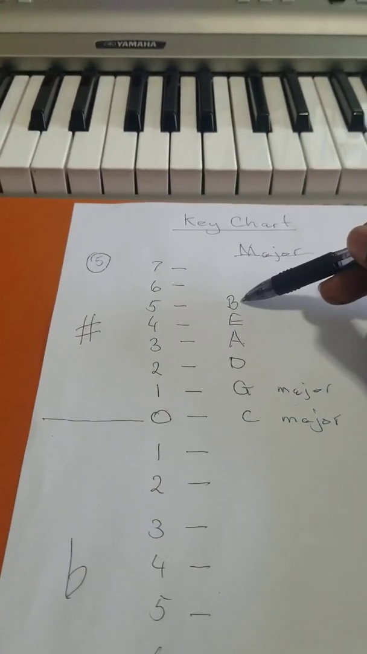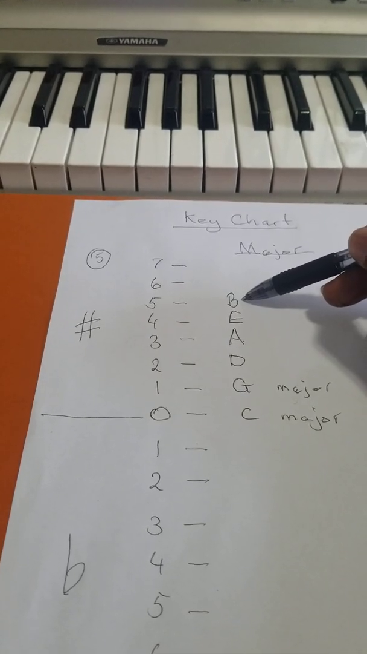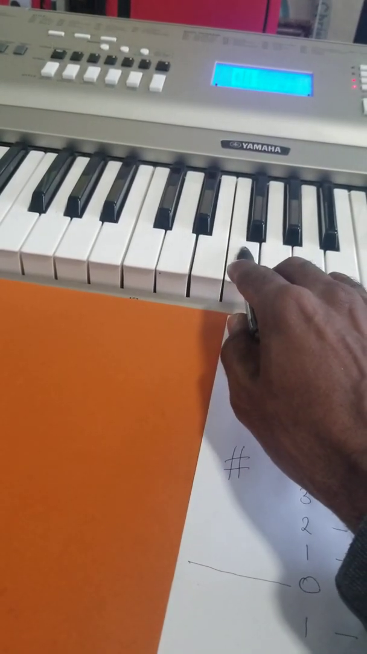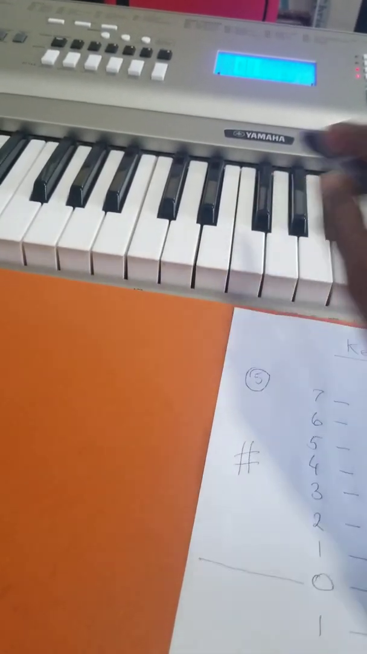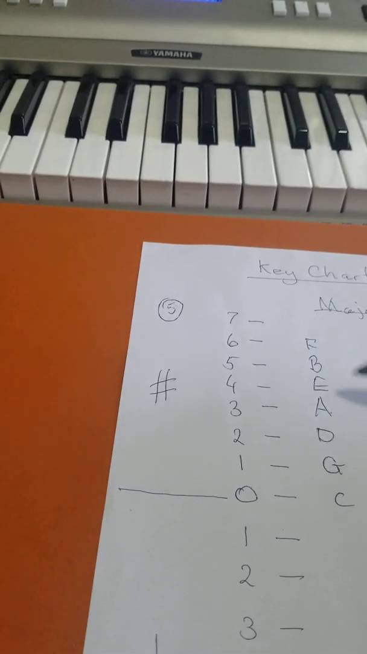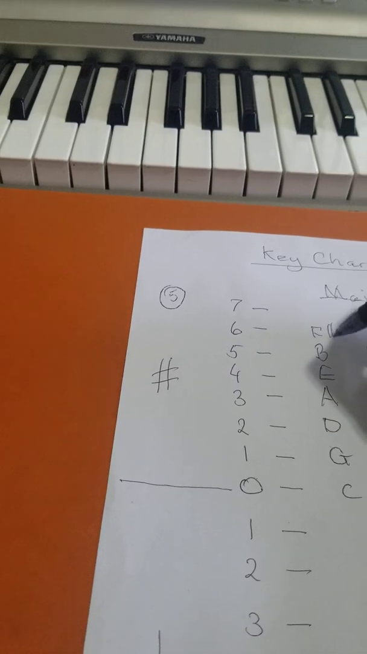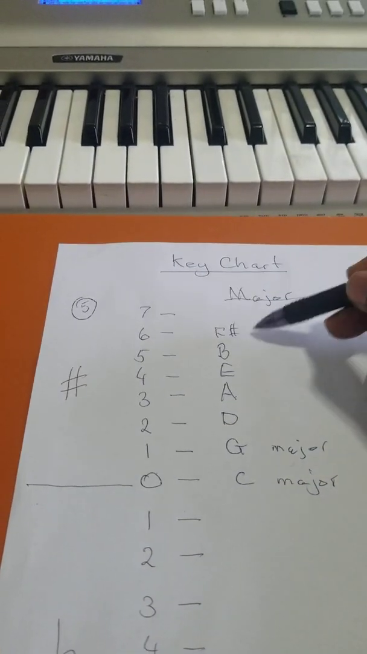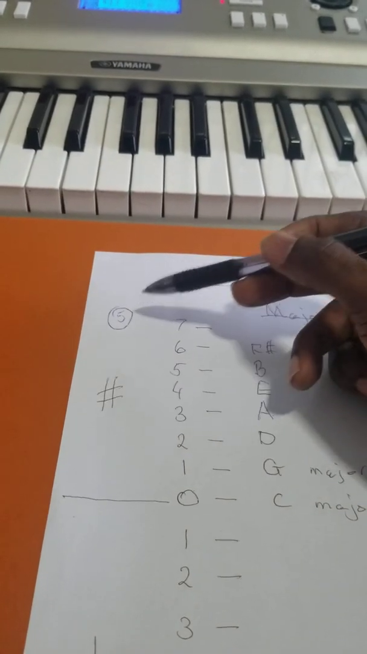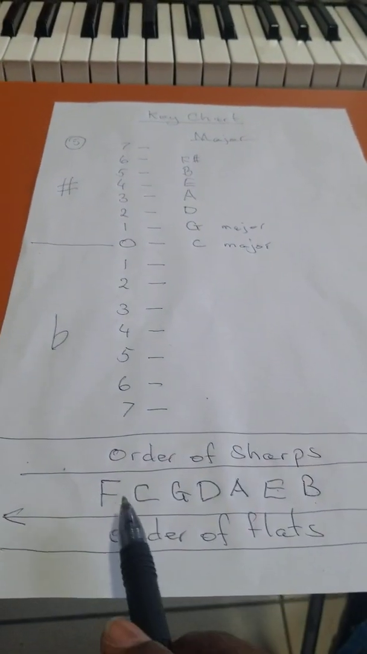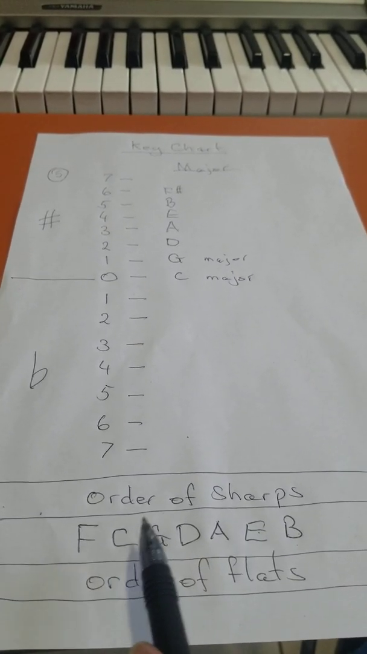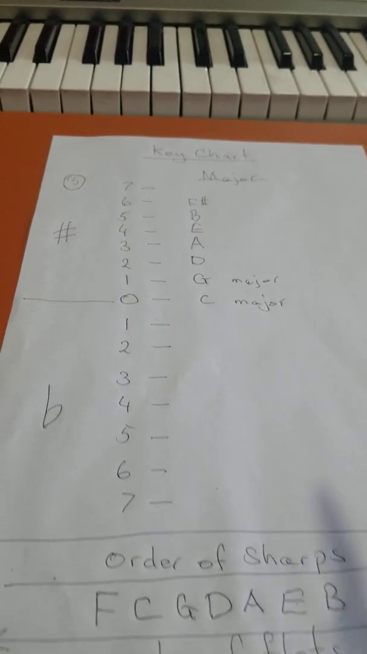So when we ask the question, what is up 5 from B? 1, 2, 3, 4, 5, and we get to F. That's actually an F sharp because everything from G major was F sharp. So what we're saying here is F sharp major has 6 sharps. What are those sharps? 1, 2, 3, 4, 5, 6. So F sharp, C sharp, G sharp, D sharp, A sharp, E sharp.